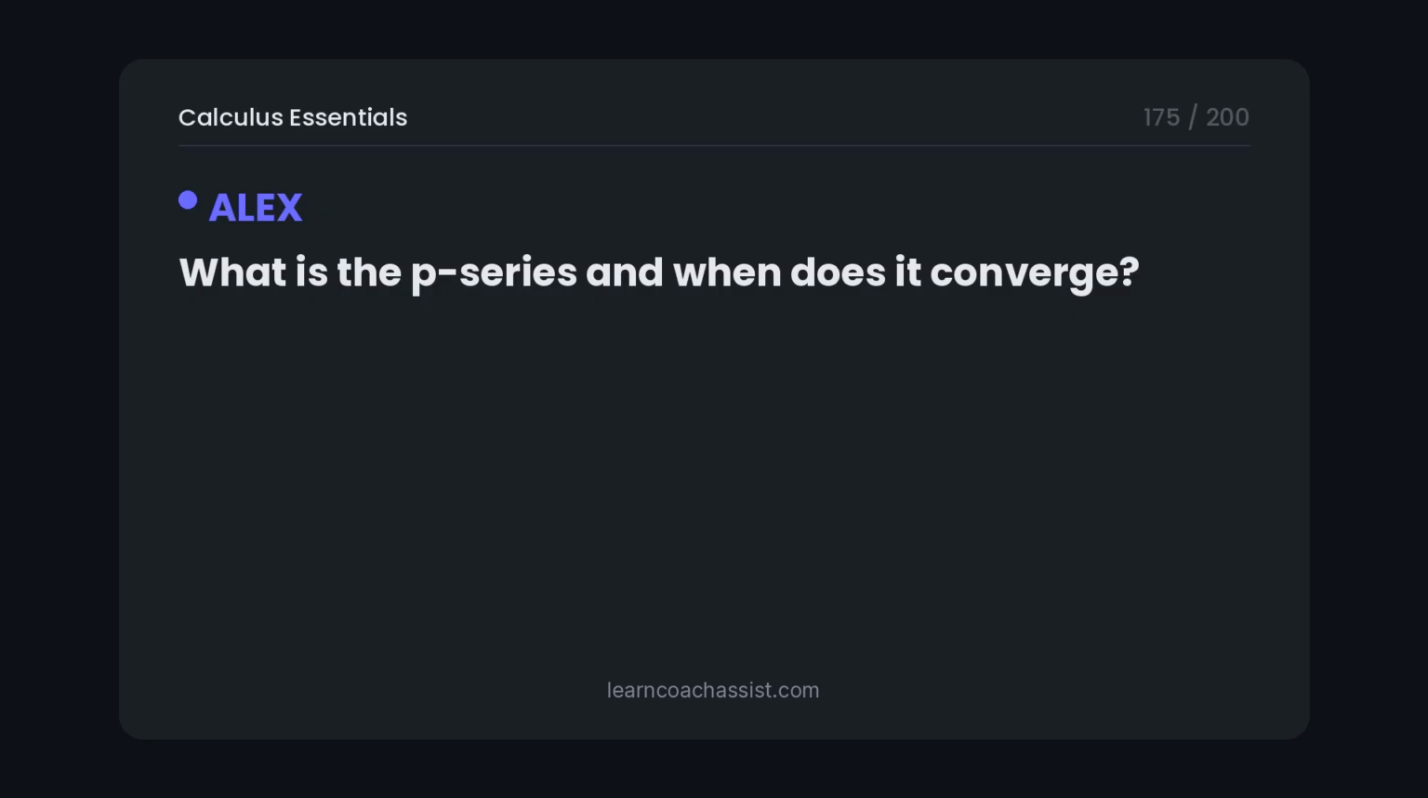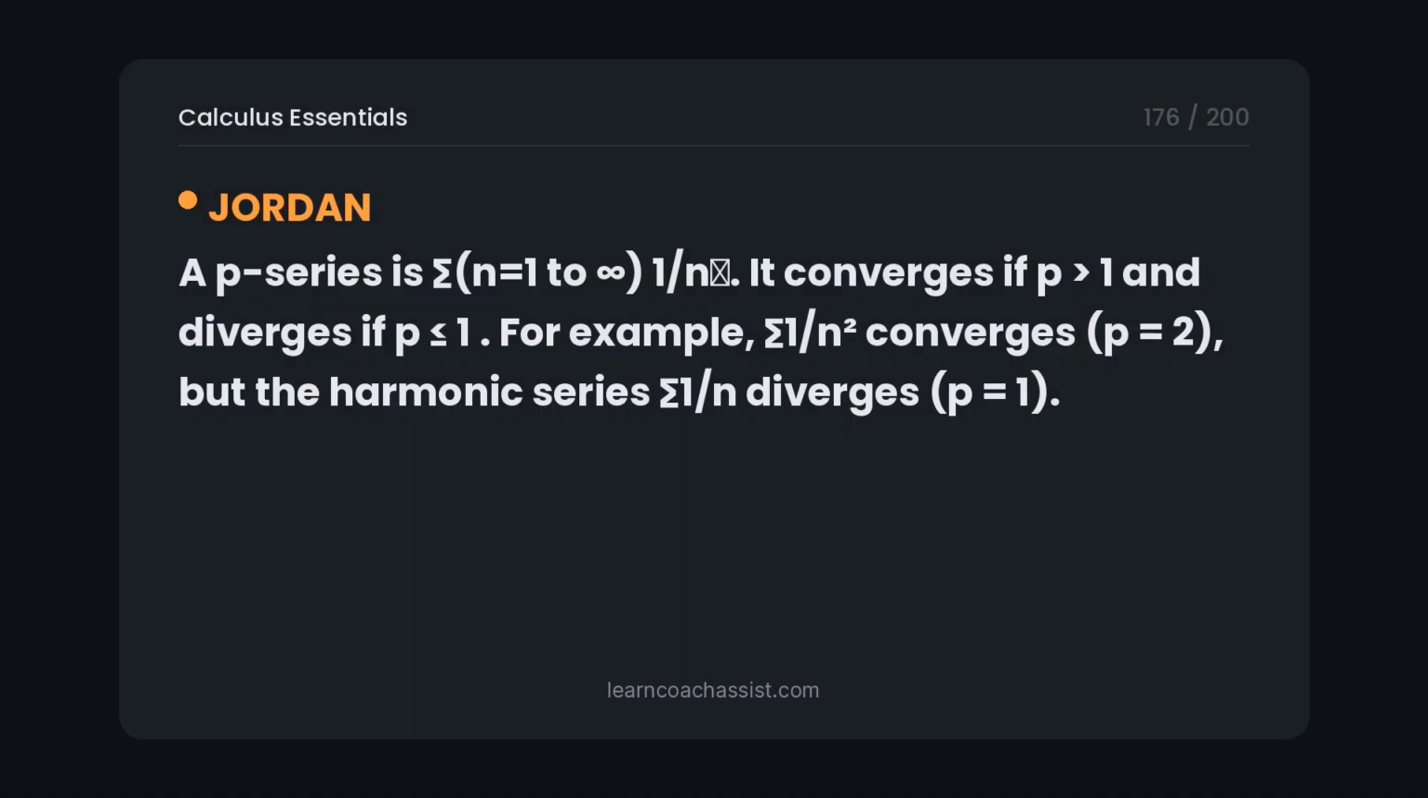What is the p-series and when does it converge? A p-series is sigma n equals 1 to infinity of 1 over n to the p. It converges if p is greater than 1 and diverges if p is less than or equal to 1. For example, sigma 1 over n squared converges, p equals 2, but the harmonic series sigma 1 over n diverges, p equals 1.